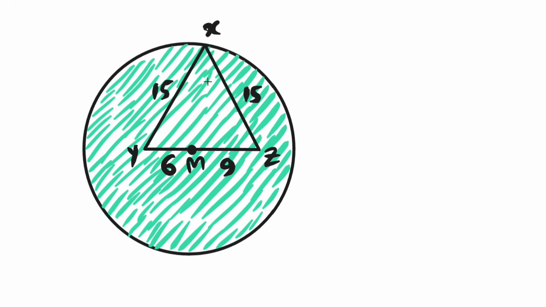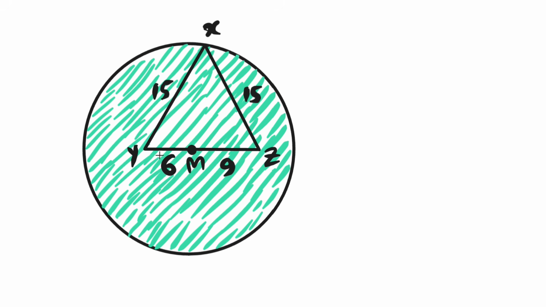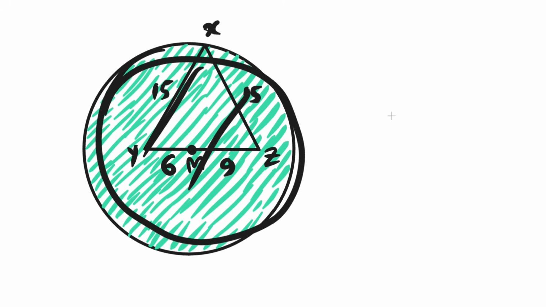Each side of the equilateral triangle has length 15 units. Also, the distance from Y to M is 6 units, and the distance from M to Z is 9 units. We need to find the exact area of the circle.